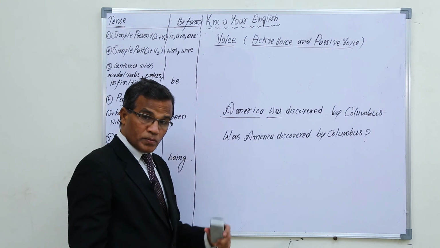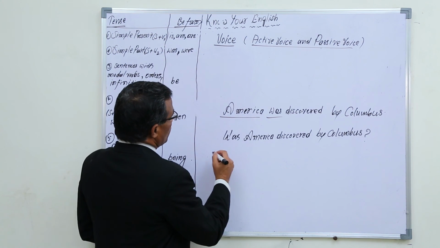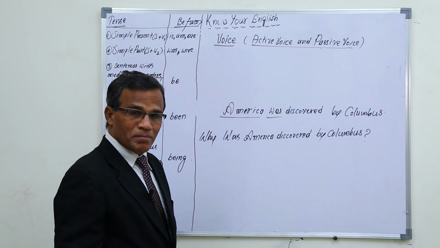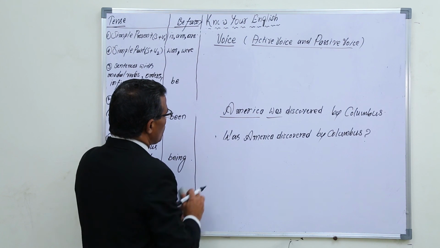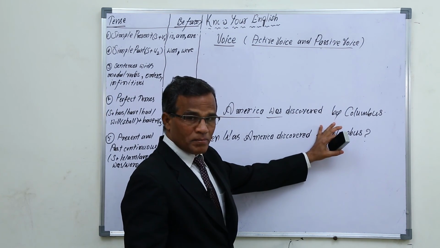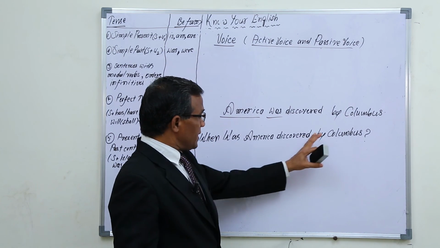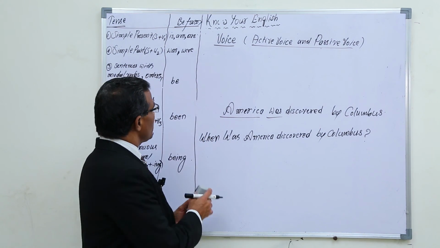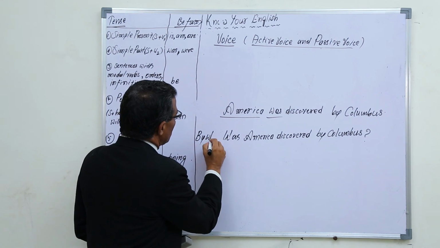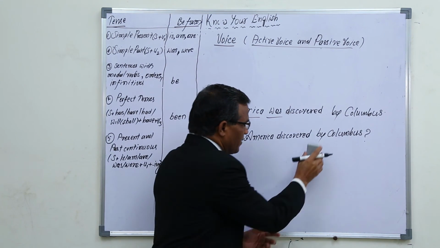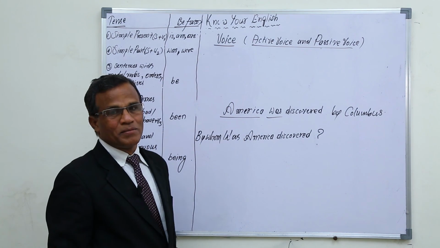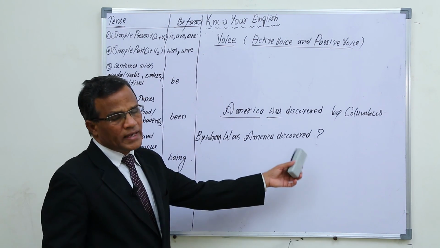And other WH questions are also possible. For example, why? Why was America discovered by Columbus? And you can take when. When was America discovered? No need of by Columbus, but if you want, you can: When was America discovered by Columbus? And especially questions like by whom: By whom was America discovered? The answer is by Columbus. In this way, we can put questions also.